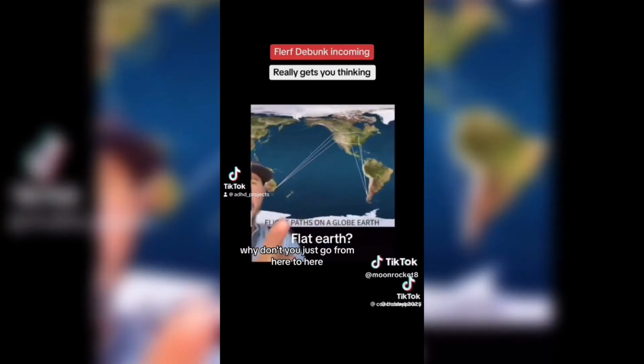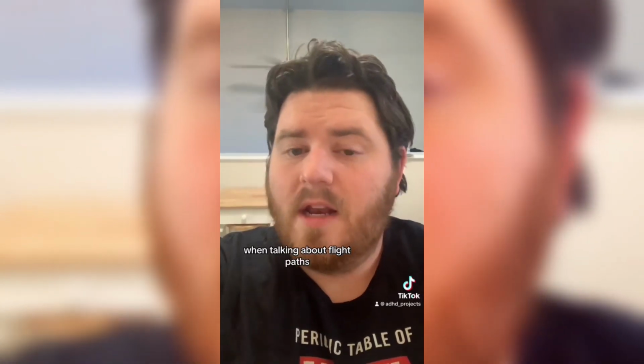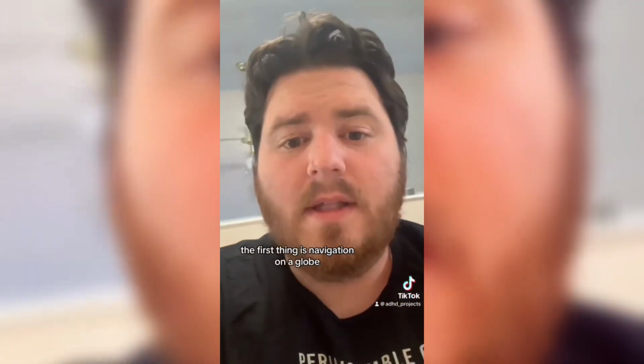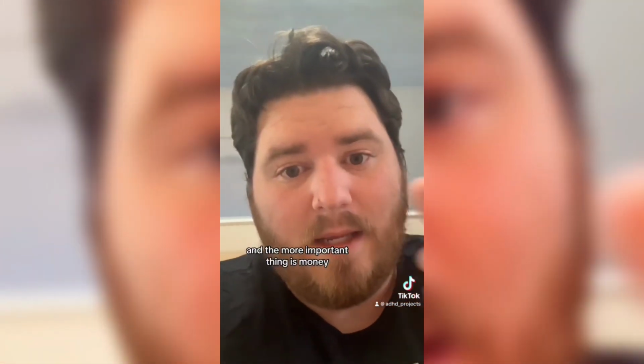You're on a ball, why don't you just go from here to here? Why do you go up and then down? When talking about flight paths, there are two things you need to keep in mind in figuring out why they would go a certain route. The first thing is navigation on a globe. The second thing, and the more important thing, is money.